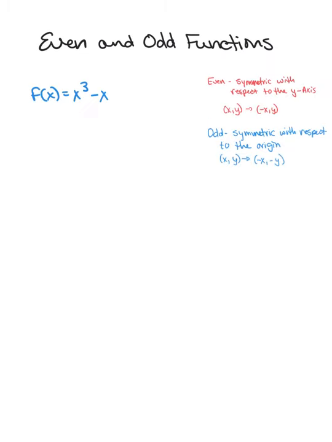Okay, so for starters, when I have something in function notation, I'm going to go ahead and replace that with y so that it's easier for me to determine my symmetry. So to determine if this is symmetric with respect to the y-axis, I'm going to negate x. So y is equal to a negative x cubed minus a negative x. Notice every time I put in a negative, I'm going to make sure that I use parentheses. So this gives me y is equal to a negative x cubed plus x.